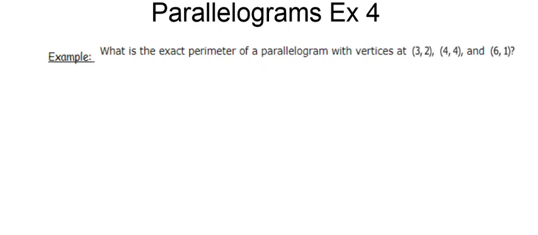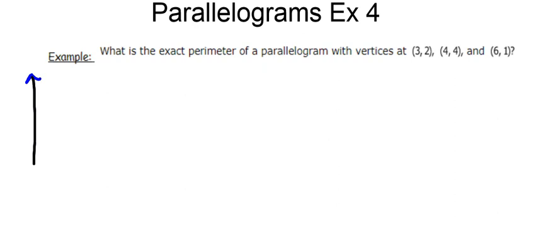Alrighty, so this is our last example that uses the properties of parallelograms. And this says, what is the exact perimeter of a parallelogram with vertices at (3, 2), (4, 4), and (6, 1)? So I'm just going to sketch myself a little bit of a picture.